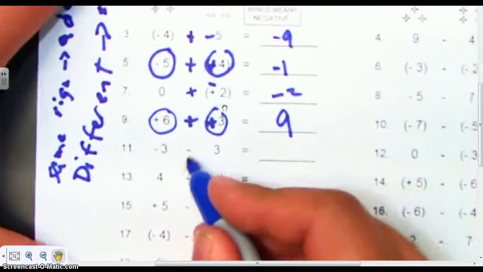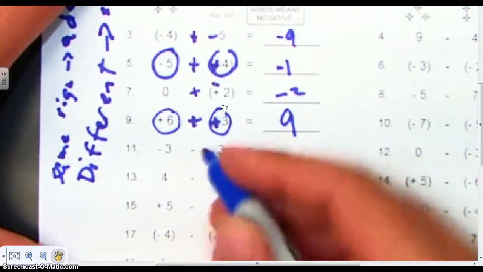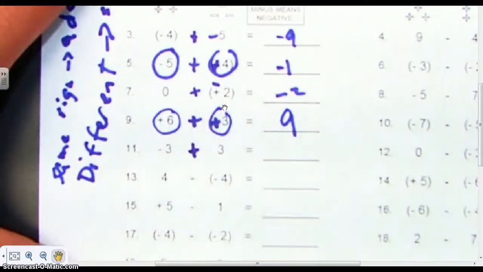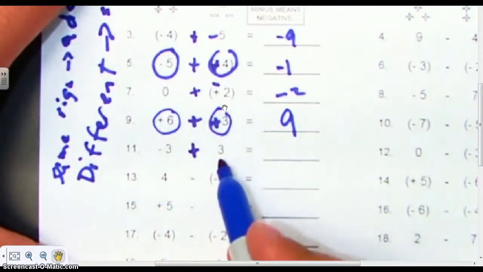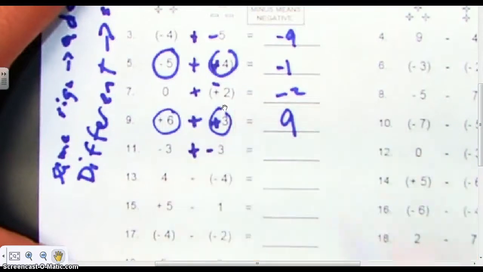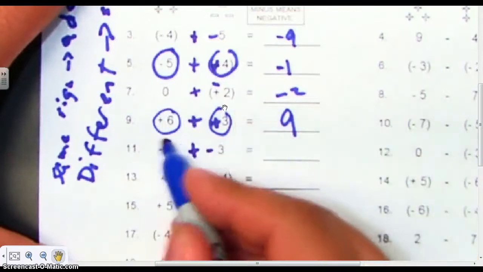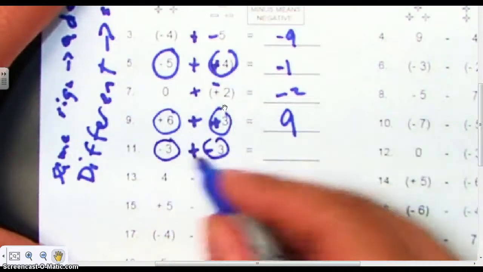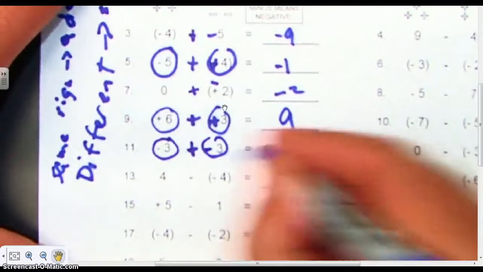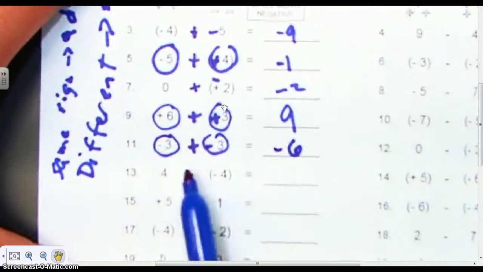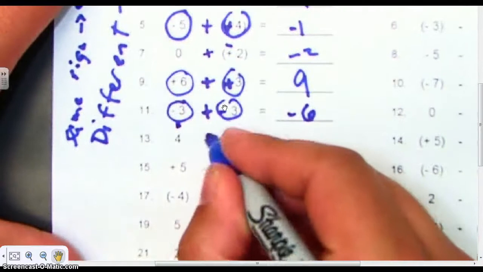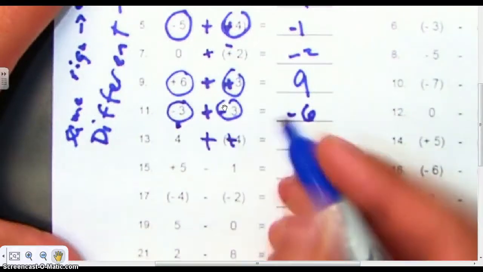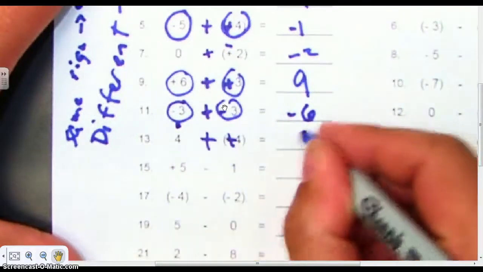Let's do another couple of problems. Since it's subtraction, we always are going to change it now to addition. And what's the opposite of positive 3? A negative 3. So we have actually negative 3 plus a negative 3. Since they're the same, we add and we keep. So spend $3, spend more, we spend 6. We change this, add the opposite. 4 plus 4 is 8.